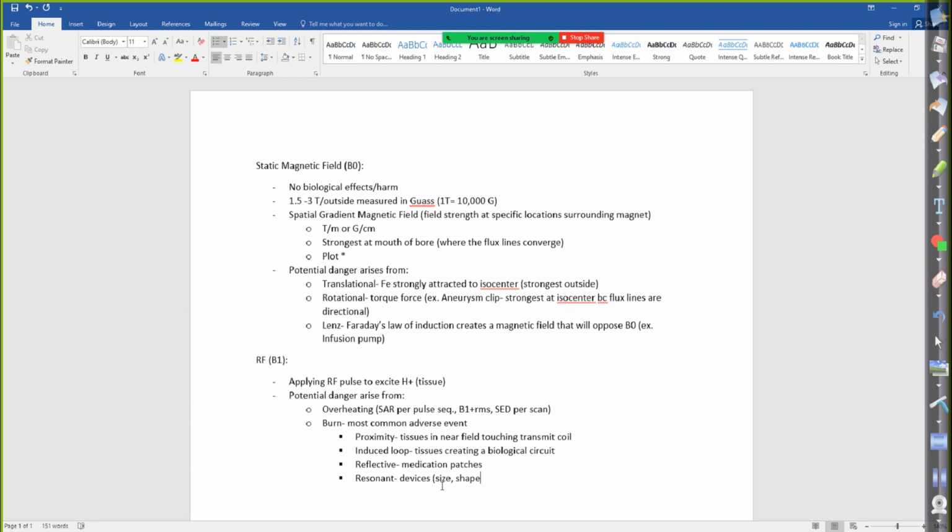Shape, we know that if it's got pointed edges, that's where the electrons converge. That's more likely to burn. Location, I guess you could say, another one. If they're looped in any way. So devices and how it's oriented in relation to B0 or B1. Okay, so that's why sometimes we have to do x-rays of these devices to get all this information.